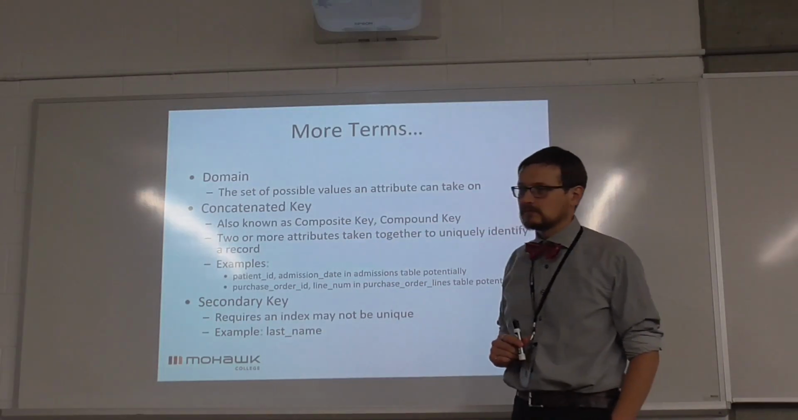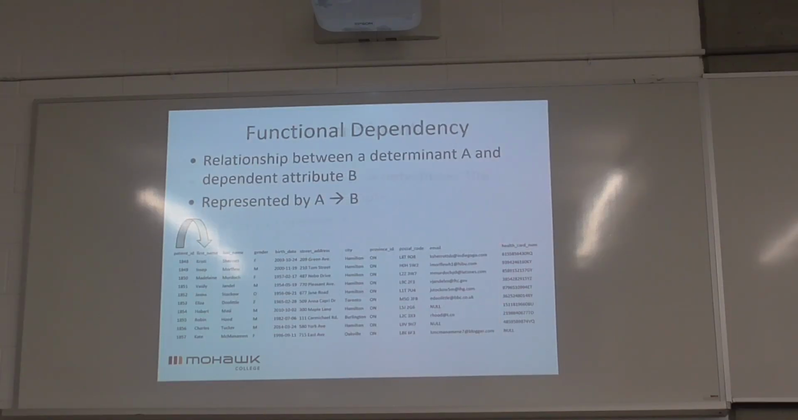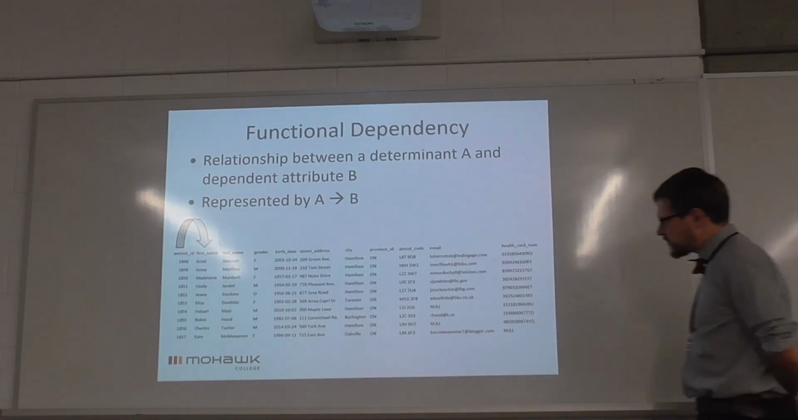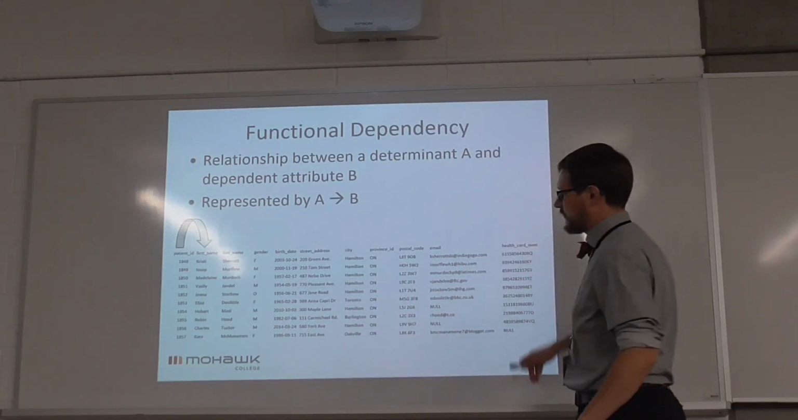Concatenated key, also called compound key. We actually already talked about this. 2 or more attributes taken together to uniquely identify a record. So, basically, if we go back to our table for a moment, imagining we didn't have a primary key, and imagining we didn't have a health card number.